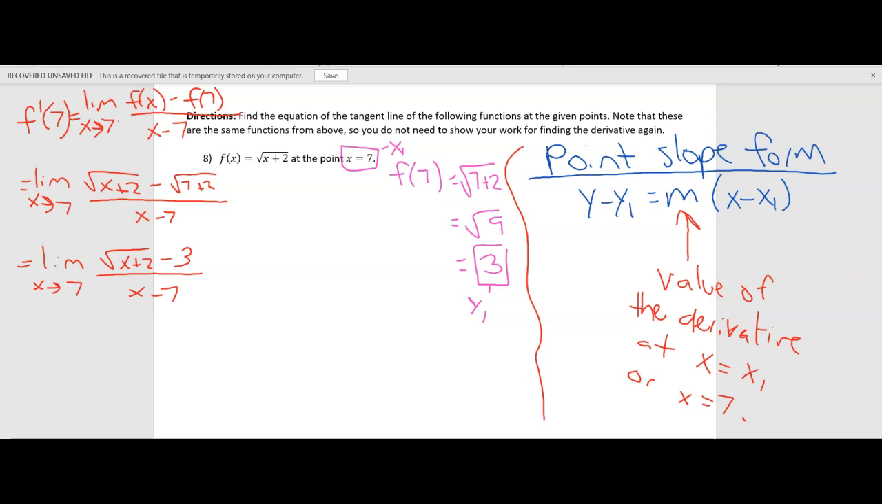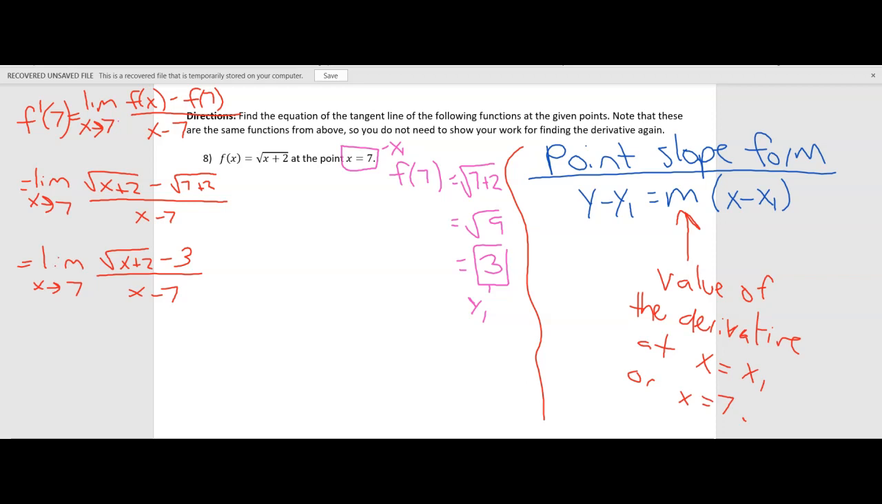Now, again, if I substituted in 7 here, I'm going to get an indeterminate form. I'm going to get 0 over 0. And you can attempt that, right? Because we always try direct substitution first. But with these definitions of the derivatives, you're always going to get that indeterminate form. So we need to think of something else to try.